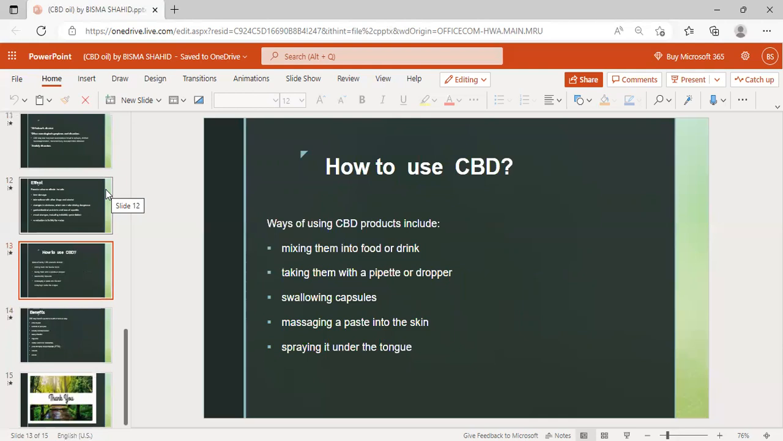How to use CBD? Ways of using CBD products include mixing them into food or drink, taking them with a pipette or dropper, swallowing capsules, massaging a paste into the skin, and spraying it under the tongue.